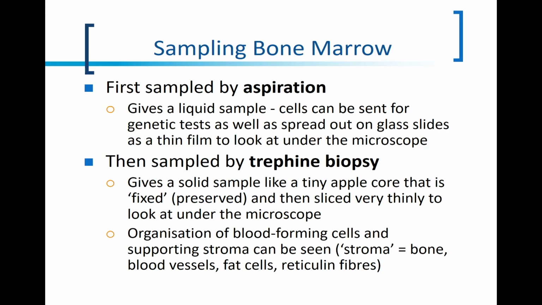And the advantage of that second type of sample is that because the cells haven't had to be sucked out, their spatial relationships to one another are retained, and the background tissue, the blood vessels, the bone, the fatty tissue that's around them, are preserved as well. And we can actually see how the cells sit alongside one another, and that gives us a lot of information that you can't get from the liquid sample.